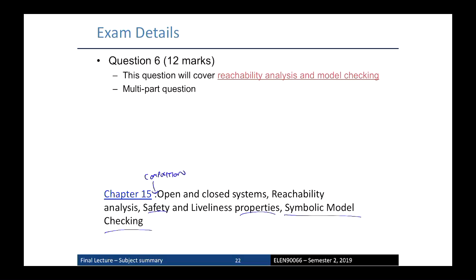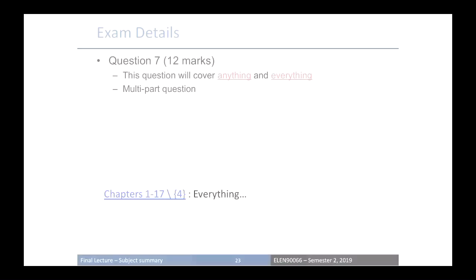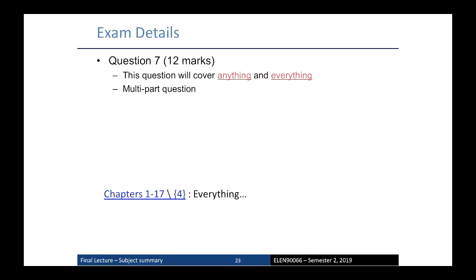Okay. Question 7. What's question 7? Security. Correct? What else could it be? Privacy. Correct? What else could it be? It's the lucky dip question. It's only 12 marks.